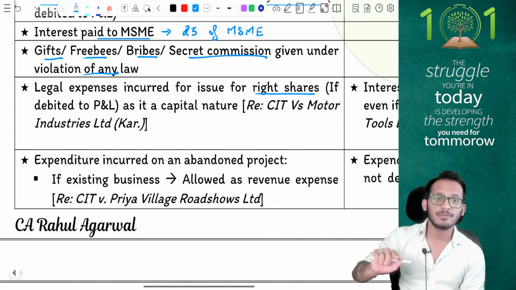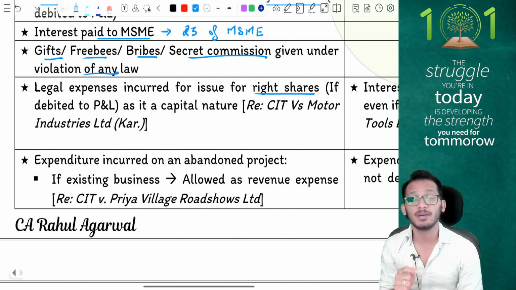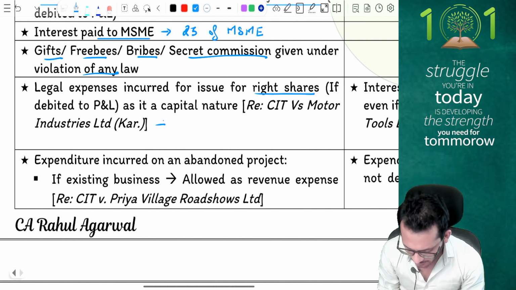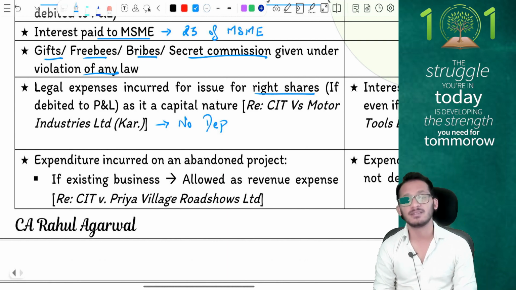However, please notice that even though this is a capital expenditure, it does not have any enduring benefit, and therefore no depreciation is claimable on this. This is a legal expense which is fully disallowed with no depreciation. CIT versus Motor Industries Limited came up with this clarification.